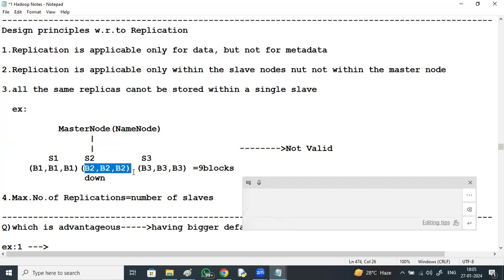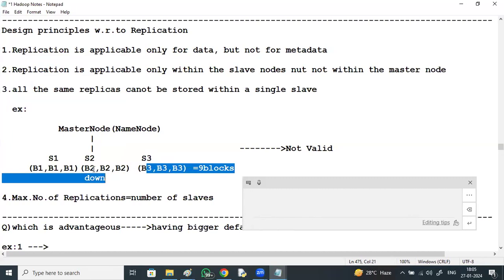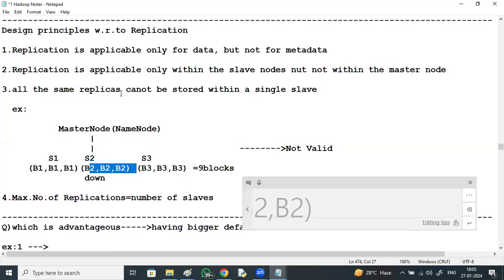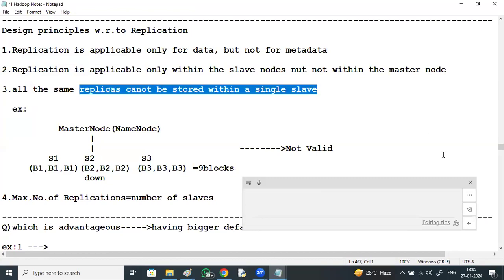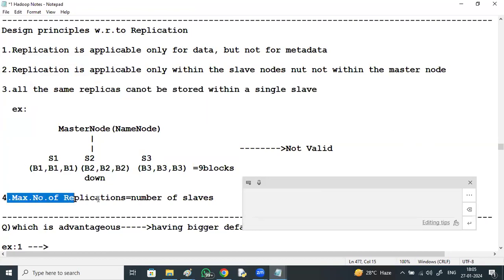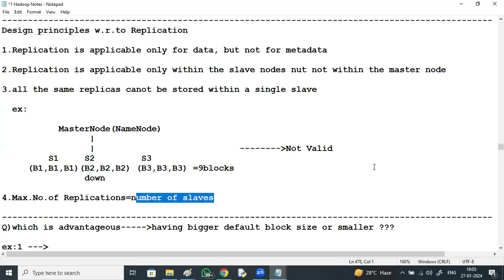If B1, B1, B2 replica, B2, B2, B2, B3. If suddenly S2 is down, B2 data is lost. So the same replicas cannot be in the same slave. The maximum number of replications means how many slave nodes you have got, that many replications you can have.